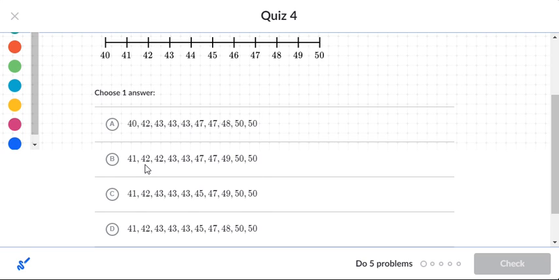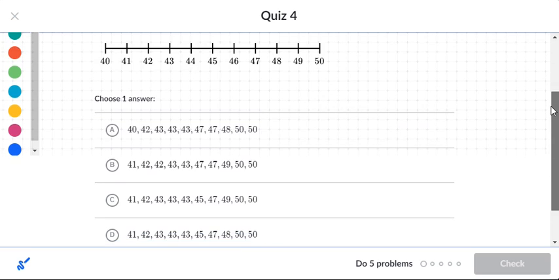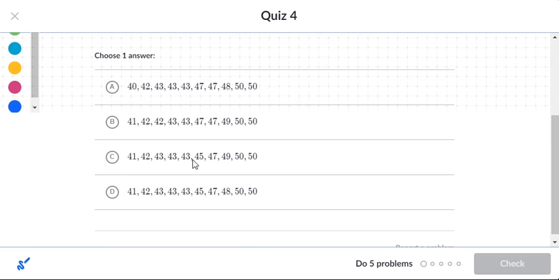So let's see, 1, 2, 3, 4, 5, 6, 7, 8, 9, 10. So 1, 2, 3, 4, 5. So we're right here in the middle. So we're looking at between 43 and 47. Well, 43 and 47 is actually 90, and half of 90 is 45, so that one is no good.